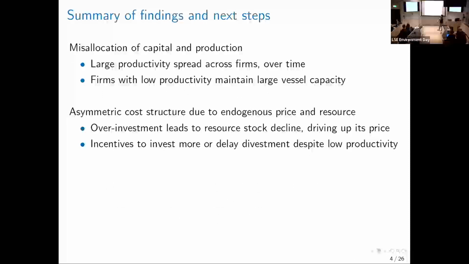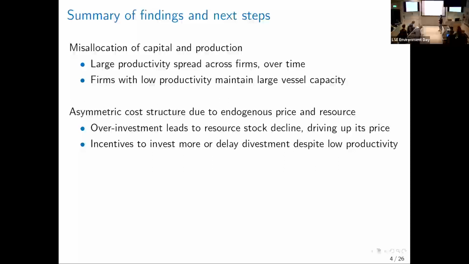So here I summarize my findings. I will show there is misallocation of capital and production. There was a large productivity spread across firms and over time. So firms with low productivity still maintain large vessel capacity. So there is a possibility to reallocate resources to improve the overall efficiency in the industry.